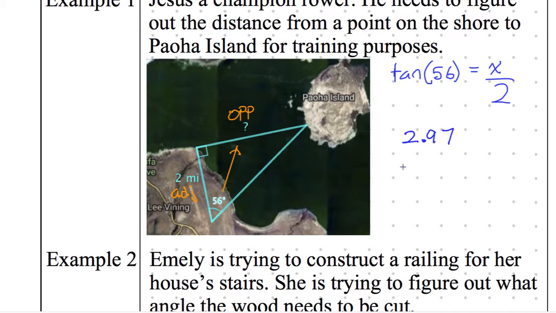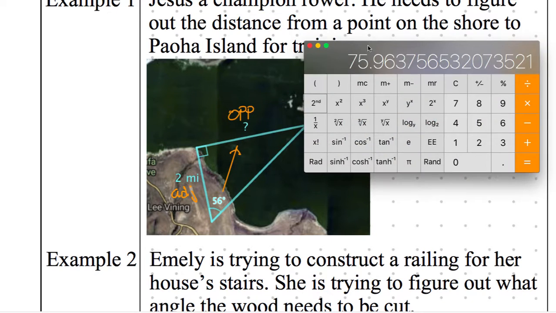2.97. All right, let's check if we got that correct. So, in order to get x by itself, what did you have to do to both sides, Caroline? There it is, multiply by 2 on both sides. So I'm trying to calculate 2 times tangent of 56. Those 2's cancel out. So let's pull up our calculator.